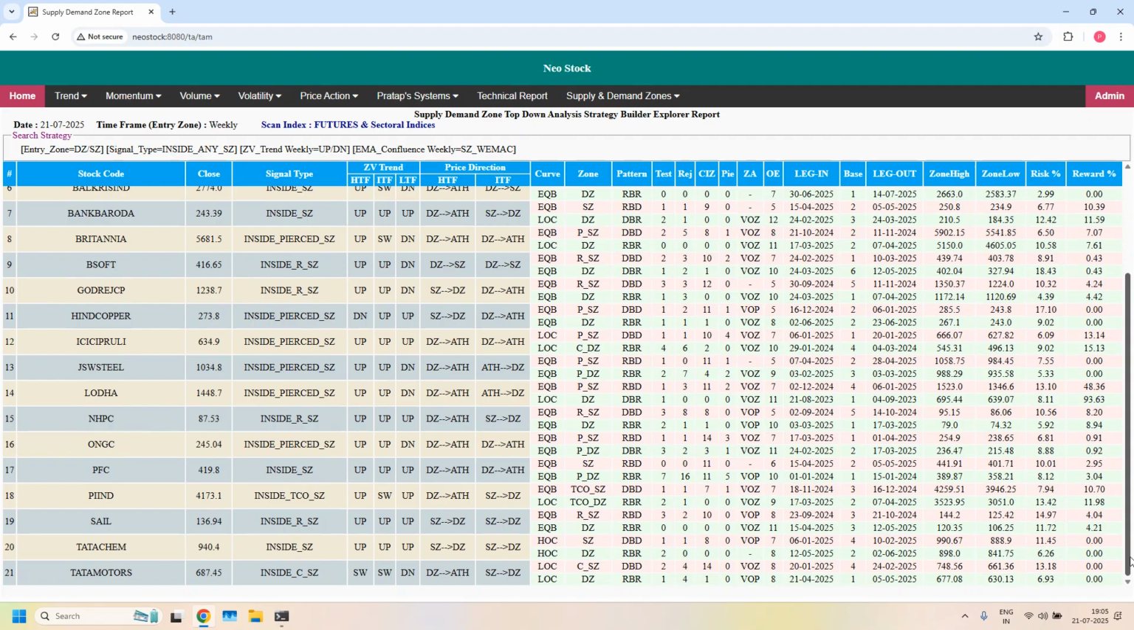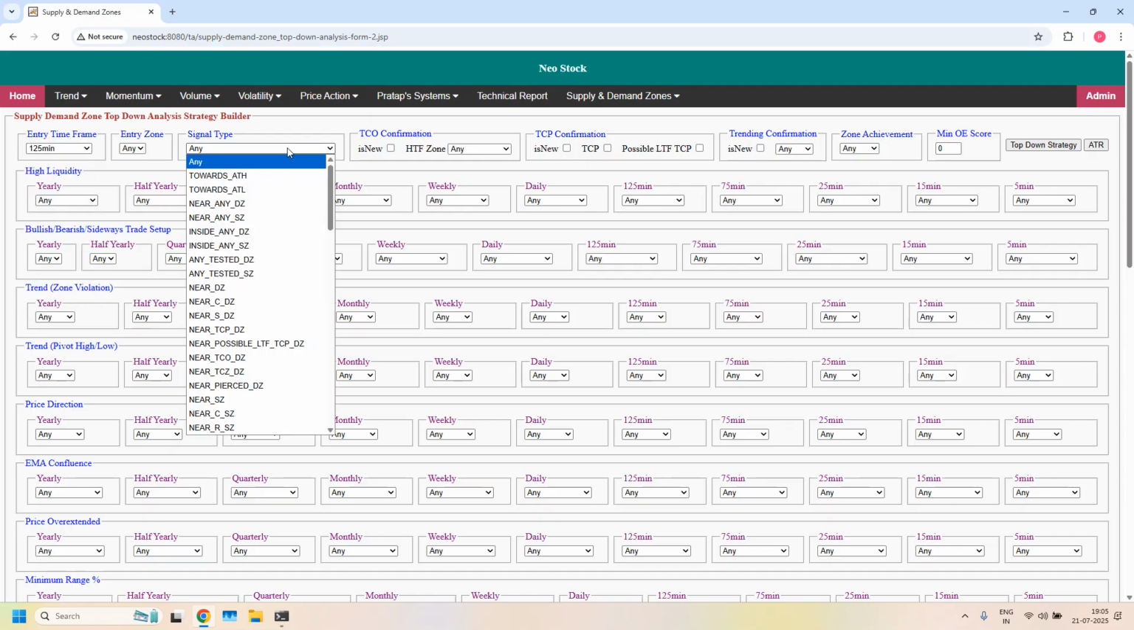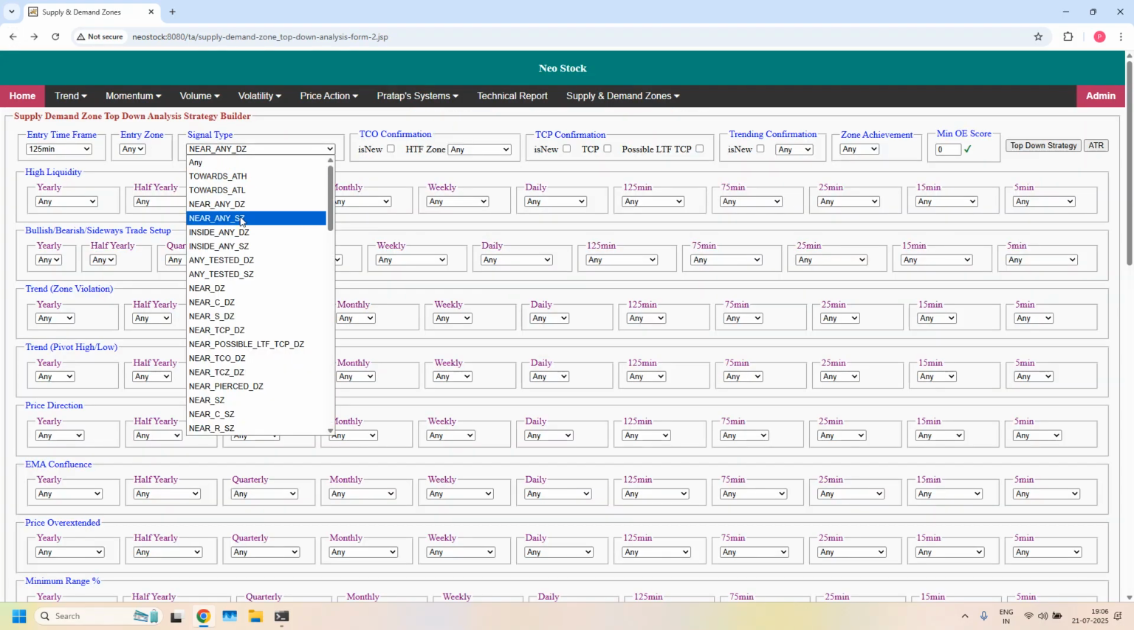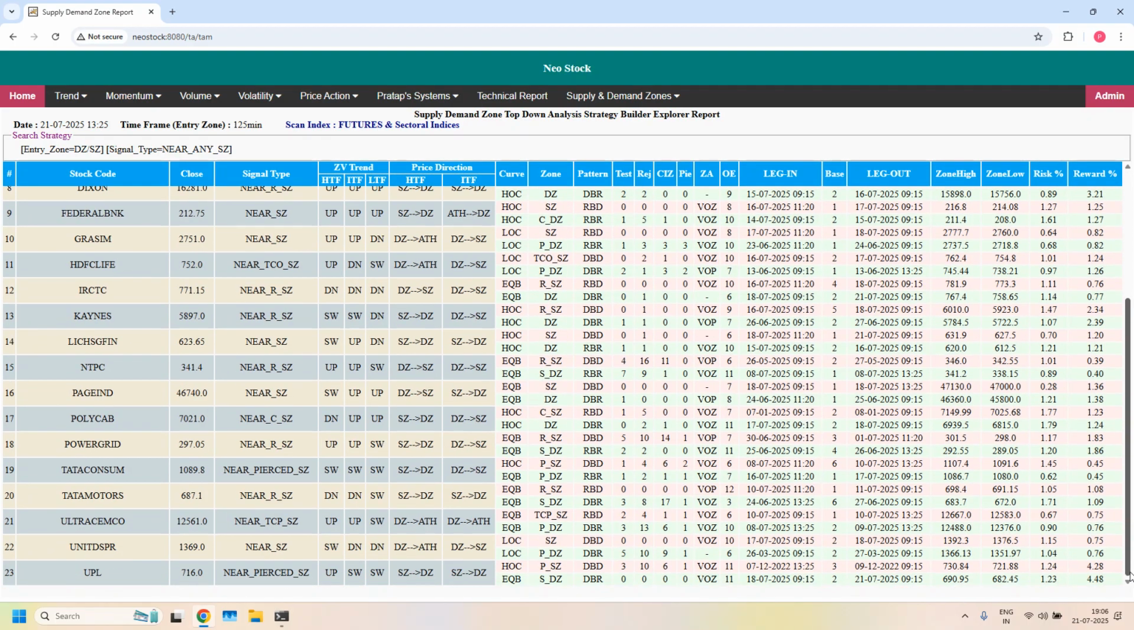Next time frame daily already generated in the beginning of the report. So the next time frame is 125 minutes. Stocks near to the 125 minutes demand zone, we got 10 stocks. Next, stocks near to the 125 minutes supply zone. First 15 stocks in the list. Scrolling the list down. So total 23 stocks are filtered.